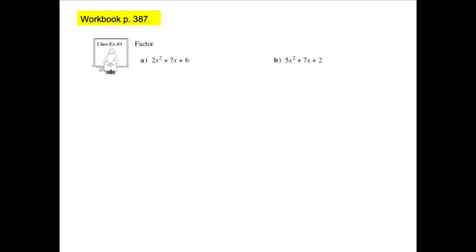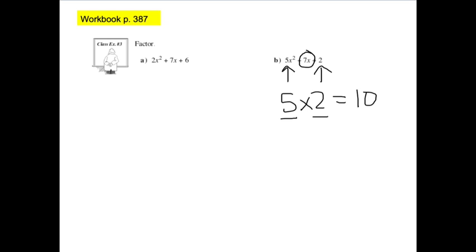Next up, we've got b. We got 5x squared plus 7x plus 2. First off, what you want to do is you want to multiply the first term and the last term together. So 5 times 2 is equal to 10. So the question is, what do we add to get 7, but multiply to give you 10? This one's pretty easy. We've already kind of figured that one out, because 5 plus 2 is 7, but if you multiply those together, you get 10.